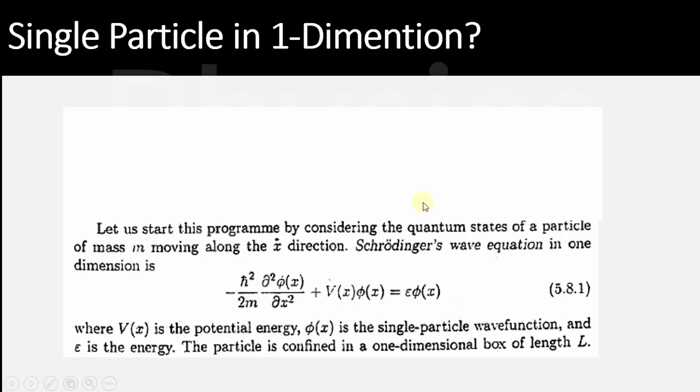To describe a single particle in one dimension, we use the Schrodinger wave equation in one dimension. In this equation, V(x) is the potential energy, phi(x) is the single particle wave function, and E is the energy. The particle is confined in a one-dimensional box of length L. This one-dimensional particle is placed in a box and all its values are given. Now we will move next, put the values and get our result.